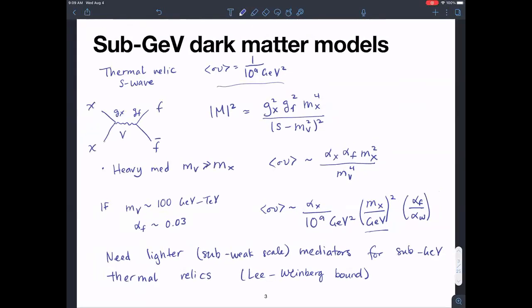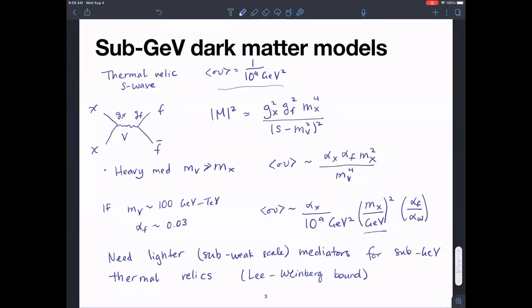Just because originally there was a paper by Lee-Weinberg looking at leptons, some proposed leptons with dark matter in particular, but in any case, the argument is about the same. If you have a weak scale mediator, this dark matter is going to be overproduced if it's too low in mass. And so that's kind of our starting point. We need to have some new mediators in order to get this thermal relic.